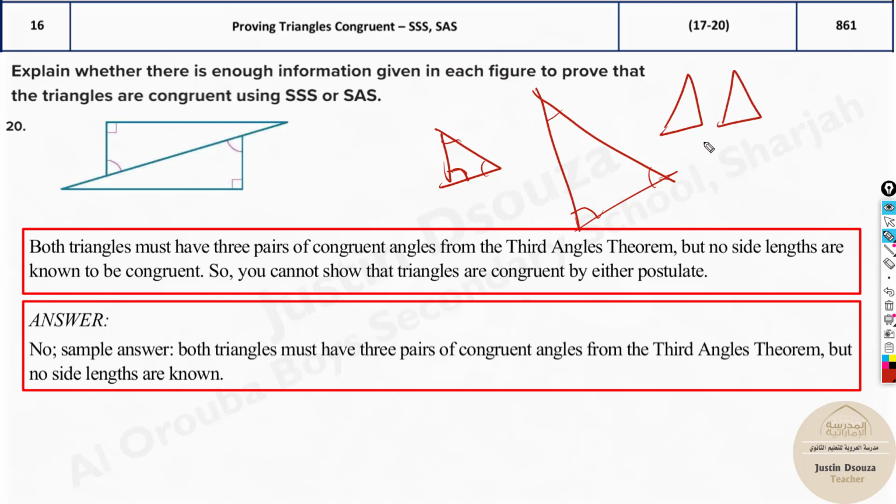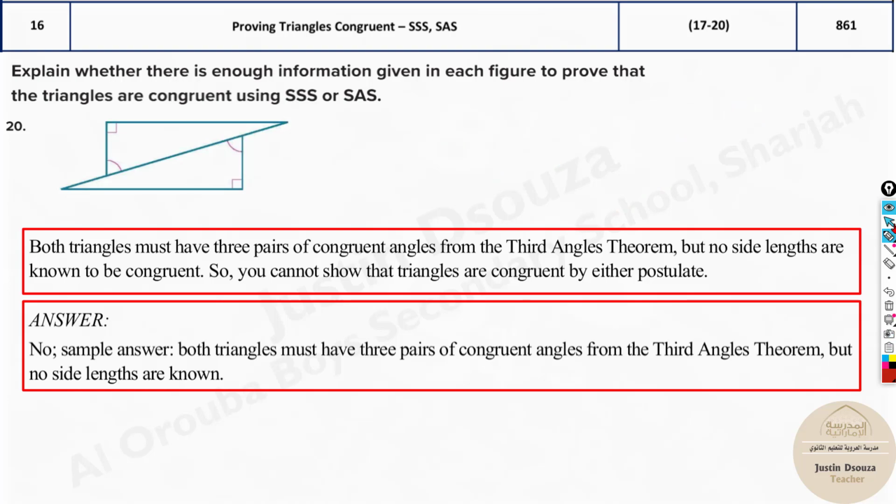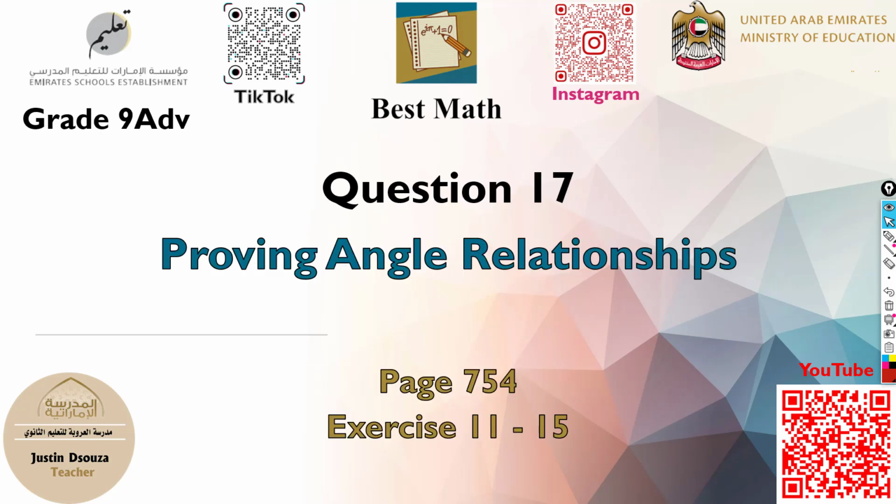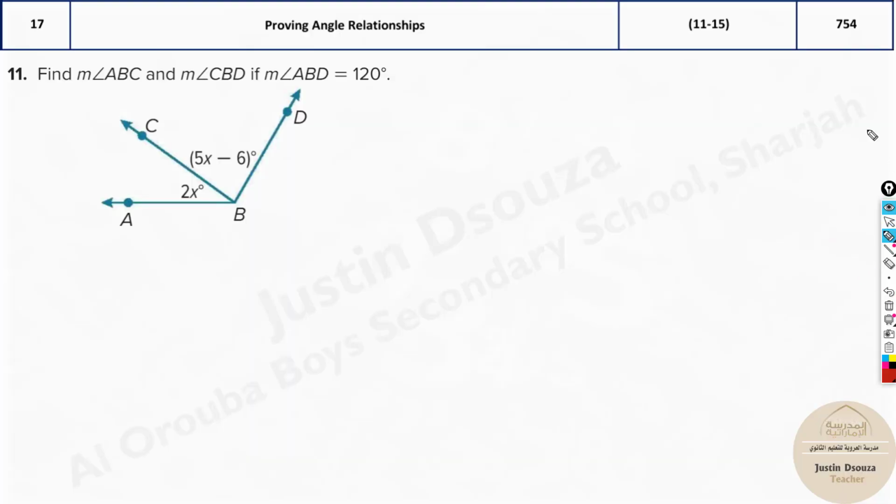That is not possible. Okay, so that is about this problem. So that is the end of question 16. It's a pretty straightforward question. Just remember the SSS postulate or SAS congruency postulate. Question 17 is about proving angle relationships. This is one of the easy, simple topics.